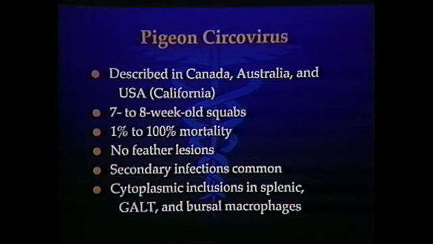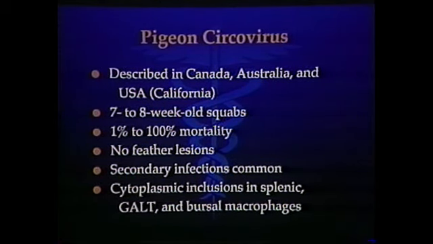The original index cases were described in Canada, Australia, and in California in the United States. The earliest that I saw one of these cases was in 1978. The disease also is prevalent now in Europe, and infected birds generally range from 4 weeks old to 1 year of age when they're infected. Problems are particularly severe in 7 to 8 week old squabs. The mortality in given pigeon lofts can range from 1% to 100%.